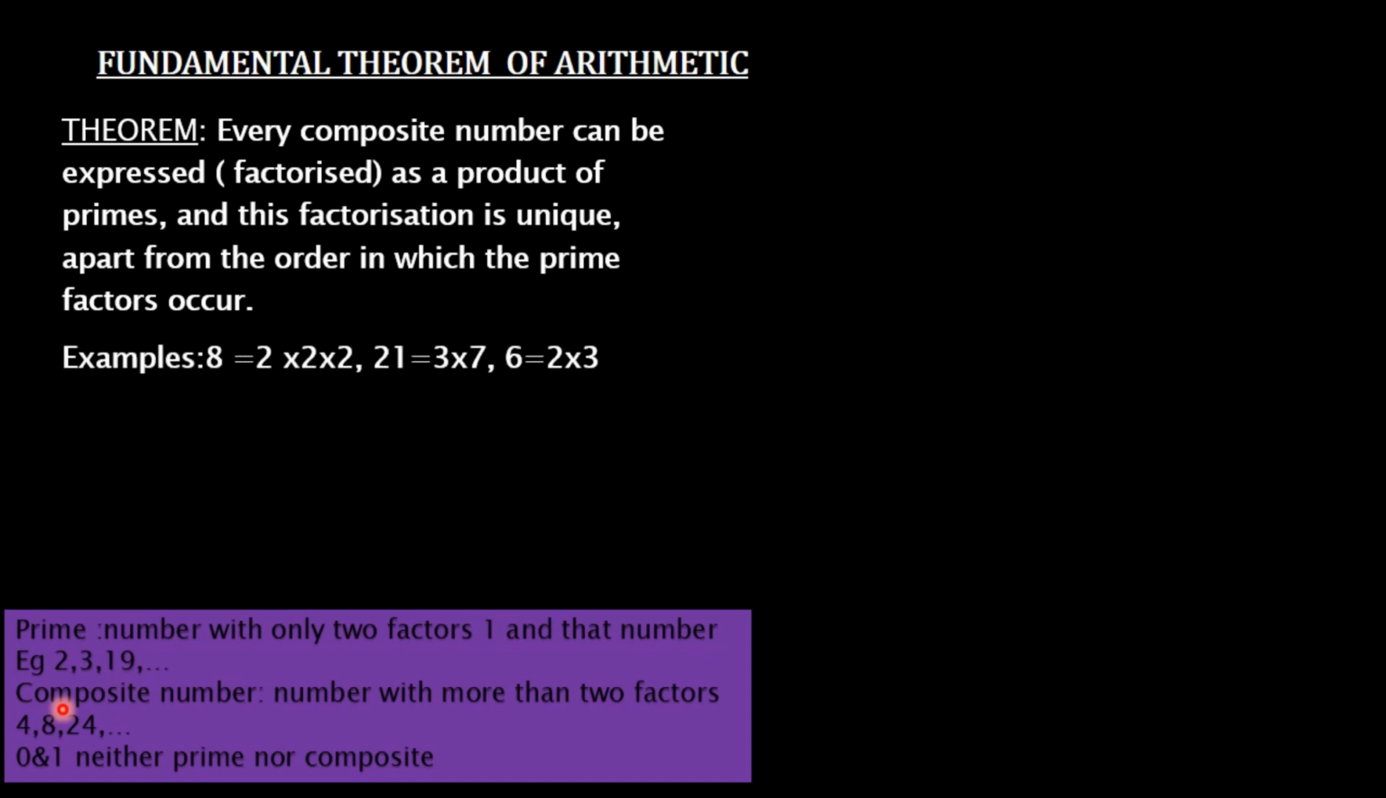Then let's have some examples here. 8 equals 2 into 2 into 2, that is the prime factorization of 8. 21 equals 3 into 7, 6 equals 2 into 3. Also, this prime factorization is unique. You have to keep that in mind. Then let us move on to a problem.